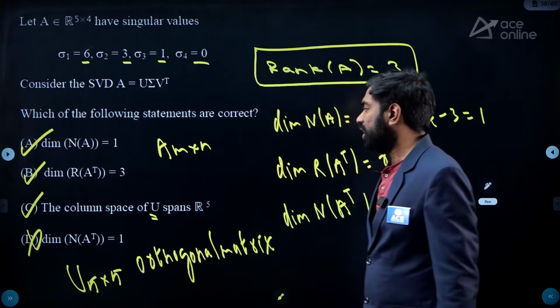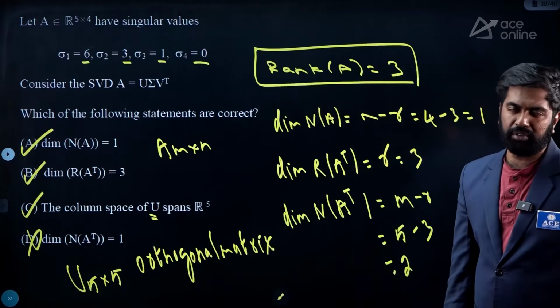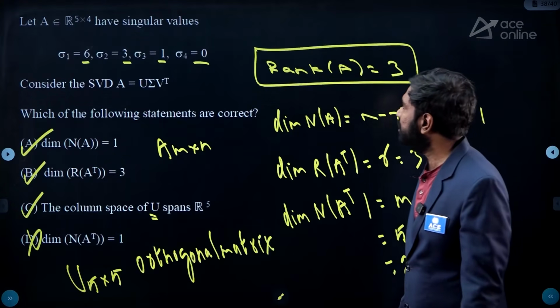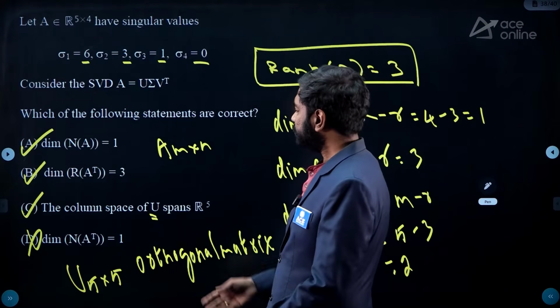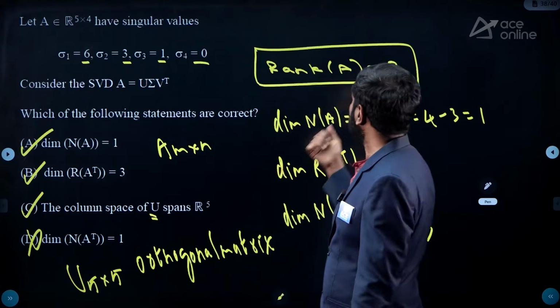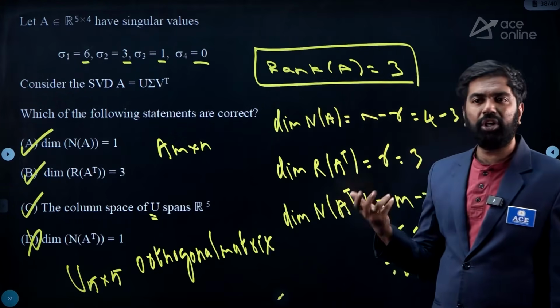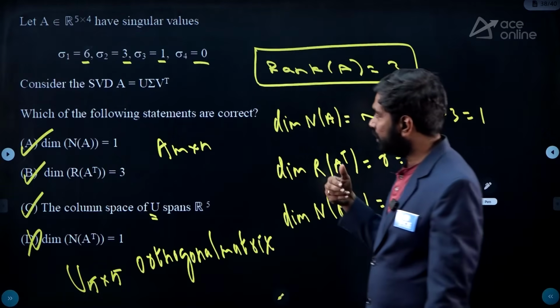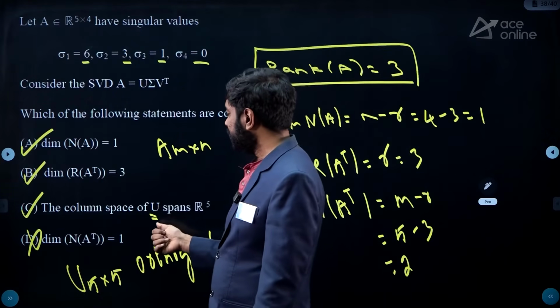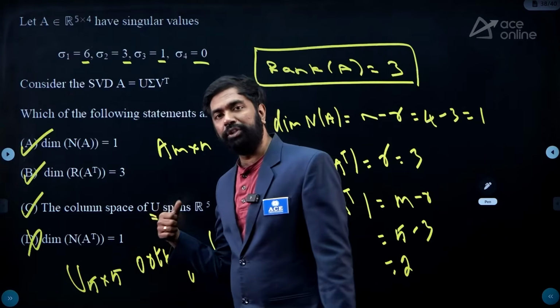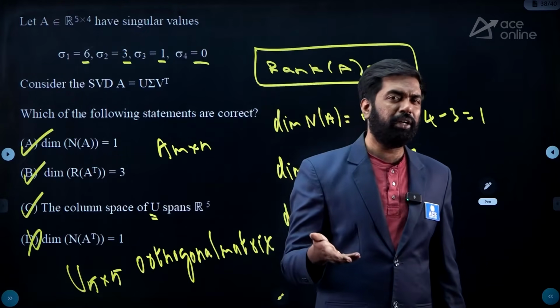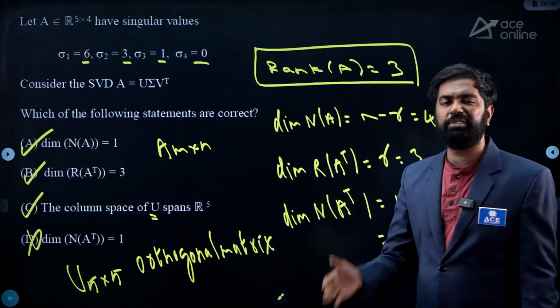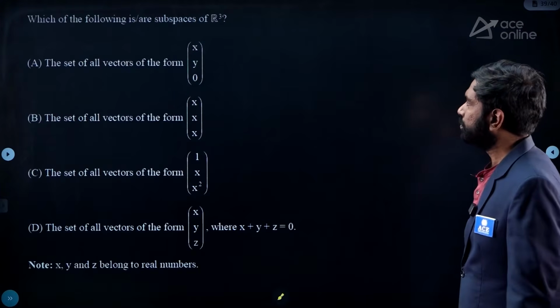Suppose the question was the column space of A spans R power 5, then you have to check, and it may not span because you have only 4 columns and the rank is 3. So it's not possible to span R power 5 with the help of the columns of A. But here the question is about the column space of U. U contains 5 linearly independent columns, so definitely it spans R power 5.